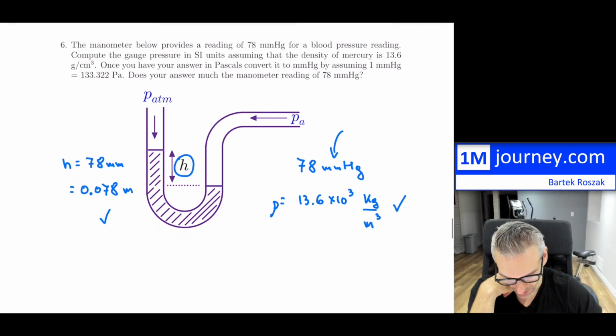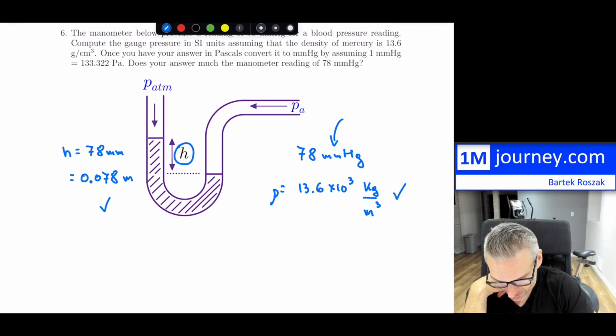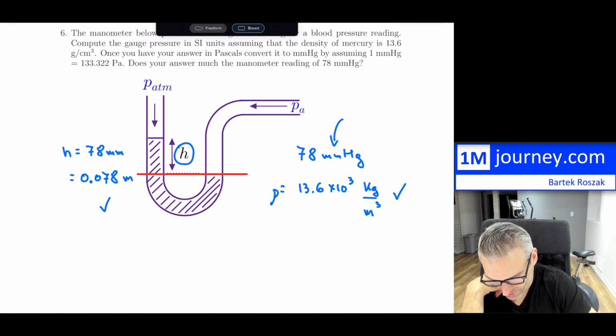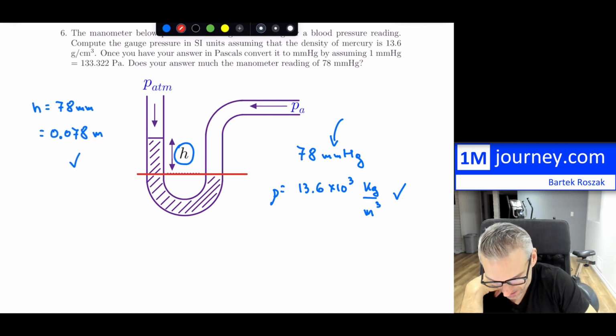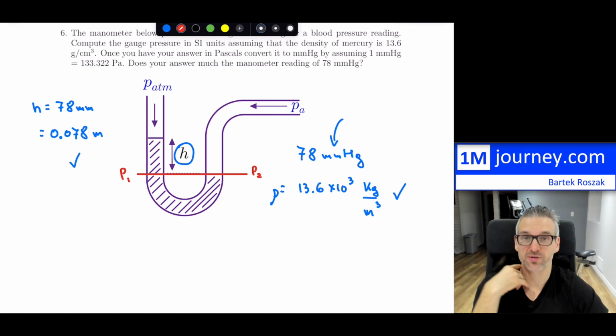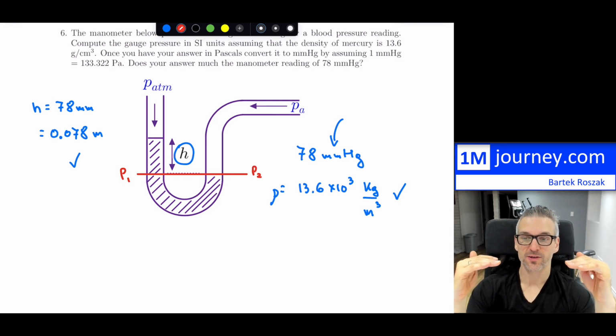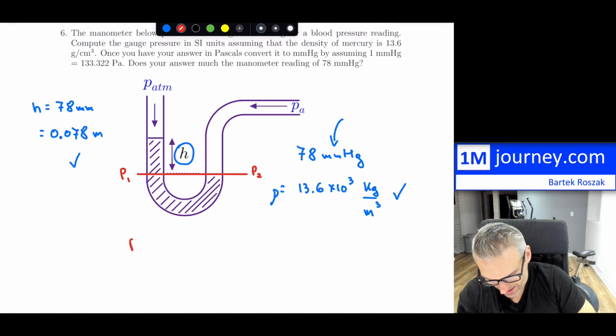So the gauge pressure, this is kind of how it works. I'm going to draw a line right there, because the pressures on both sides are going to be equivalent. Meaning this pressure right here and this pressure right here are equivalent. Because you're in a fluid, the pressures at exactly the same depth are going to be identical. So what we have is P1 is equal to P2.